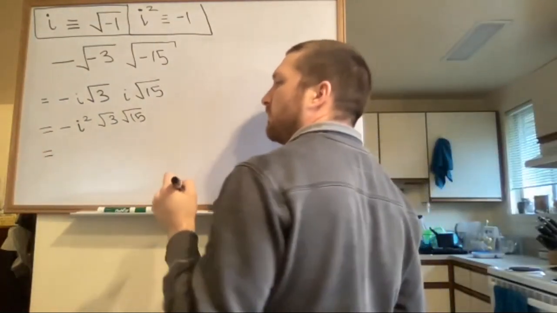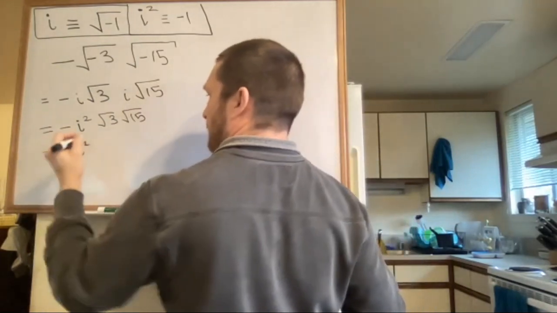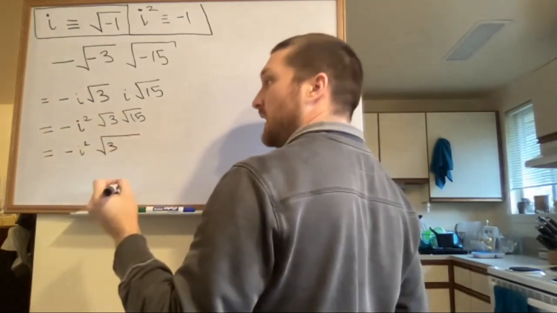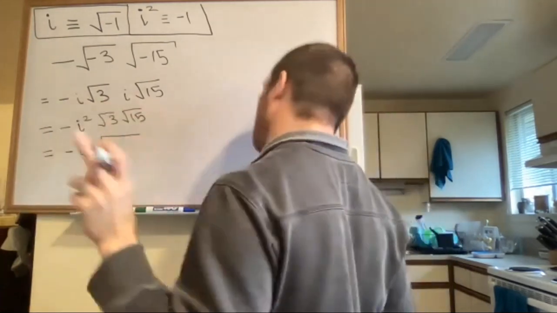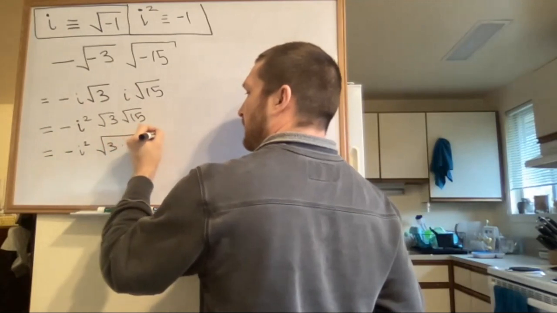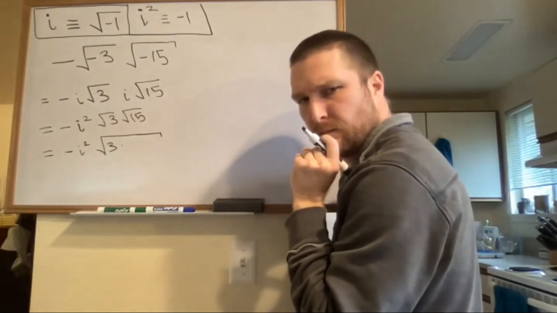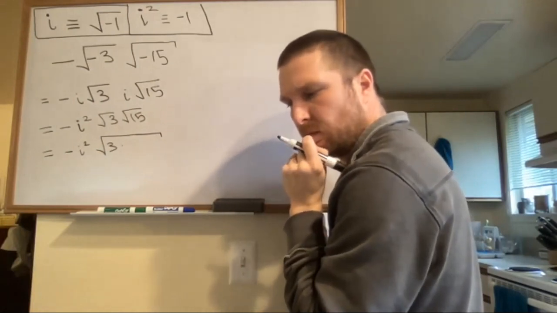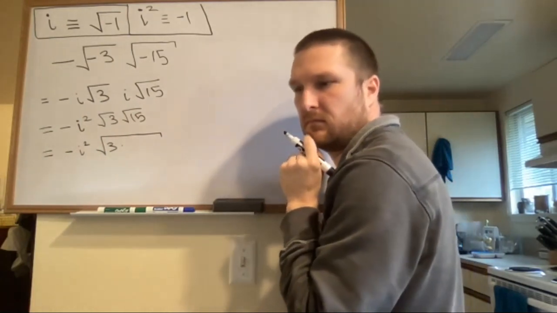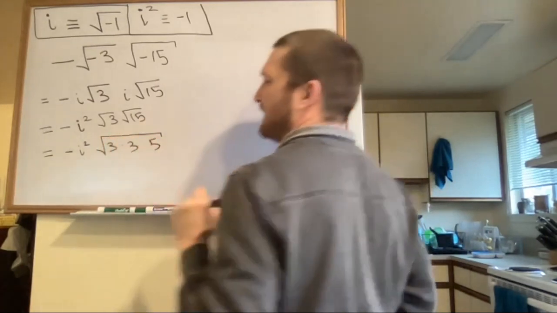Now what can we do? We can combine the square roots and also negative i. So i squared is just negative one. You're on it, right? That's what we're going to be doing. What's 15? Can I factor 15? 15 equals what times what? 3 times 5.